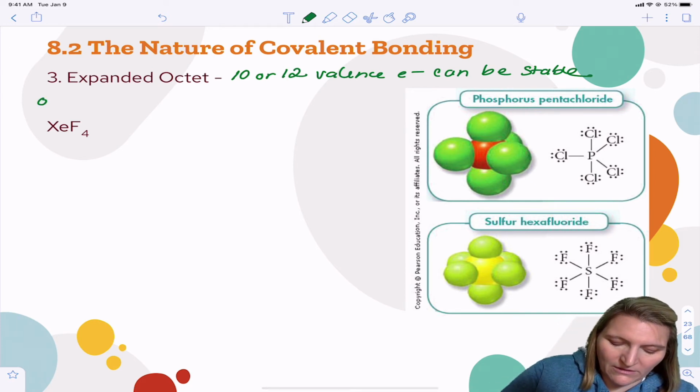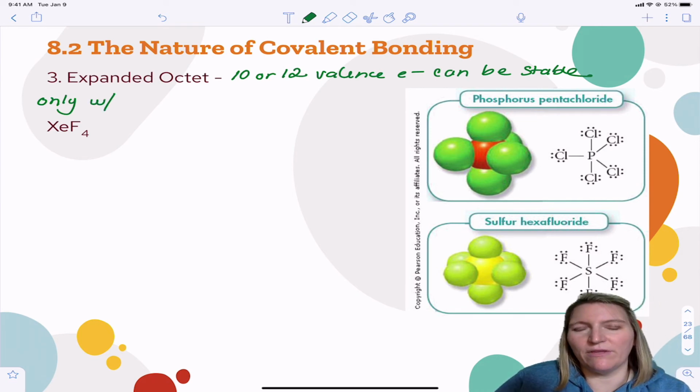This only happens with elements where the central atom, so we're looking at just the central atom here, has electrons in the 3rd energy level or greater. So basically we are talking about phosphorus and beyond.